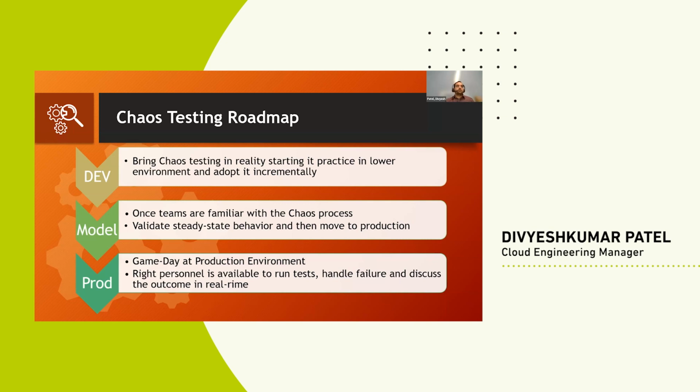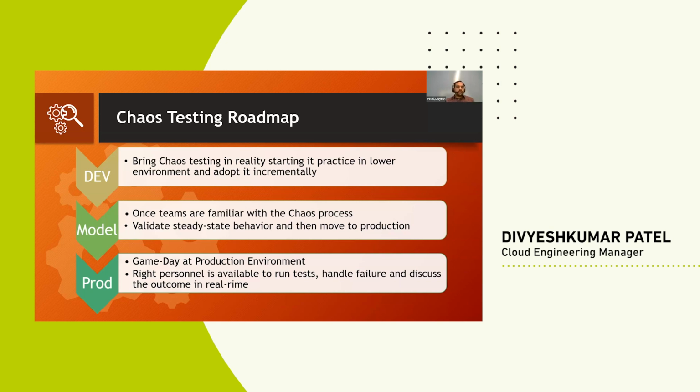We may start by targeting only one service, say EC2, with a limited workflow, or maybe target only one workflow or only one API service, so that it will not impact anything else. So maybe start small. Once you are comfortable, you move to the model environment, where you are now familiar with the chaos processes. Once you are in model, you validate steady state behavior and then move to production.